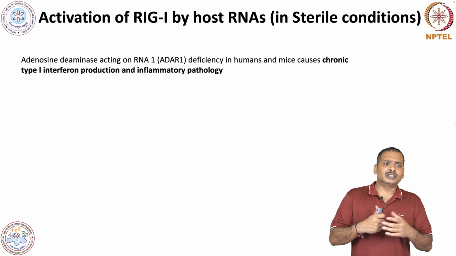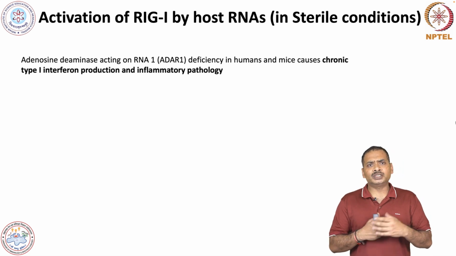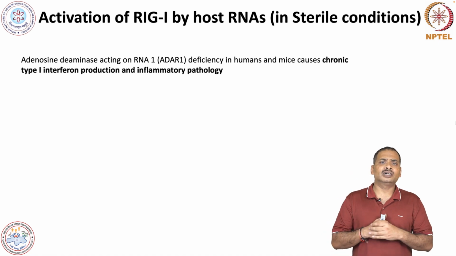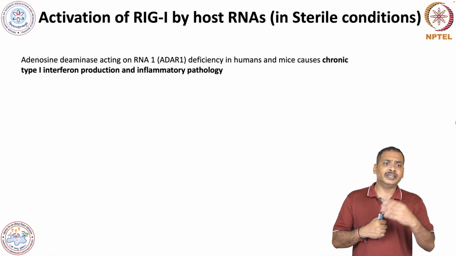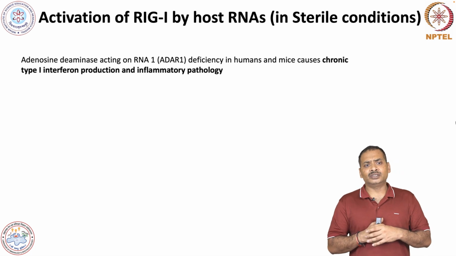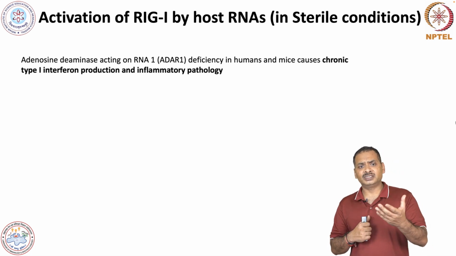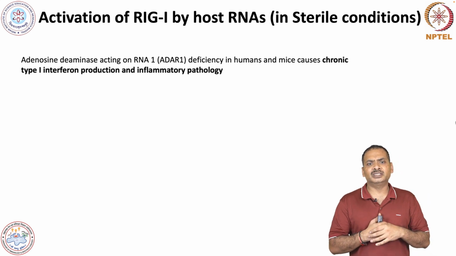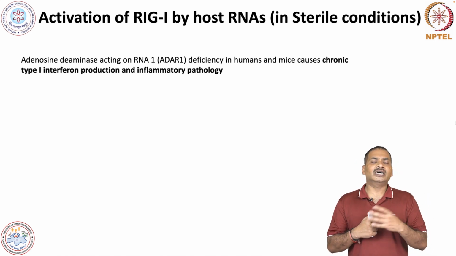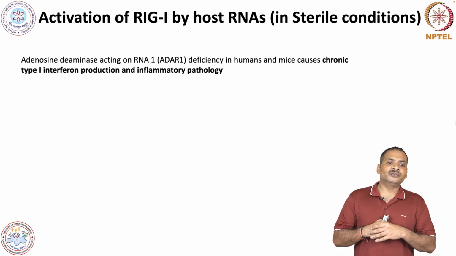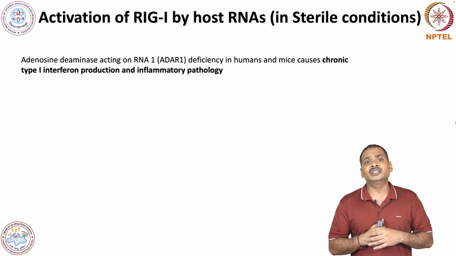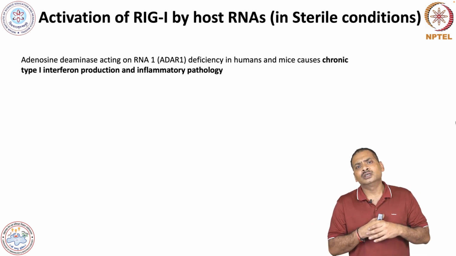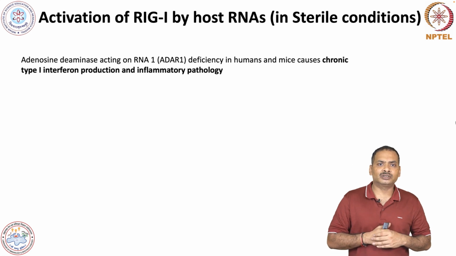So there are some more situations in which there is activation of the RLR signaling pathway, that is adenosine deaminase acting on RNA 1 deficiency. If this enzyme deficiency is there in human or mice, that results in chronic type 1 interferon production, and that chronic production of type 1 interferon results in inflammatory pathology.